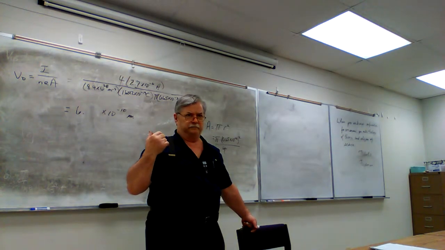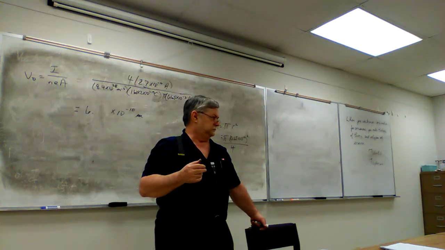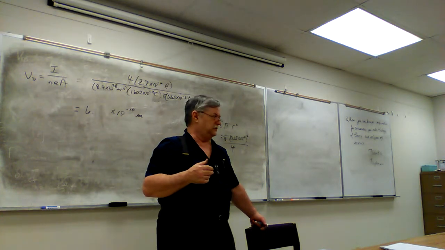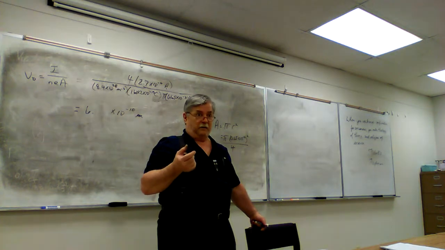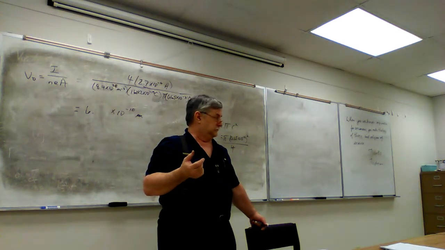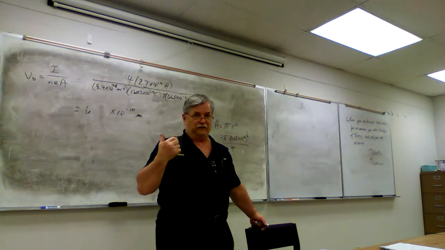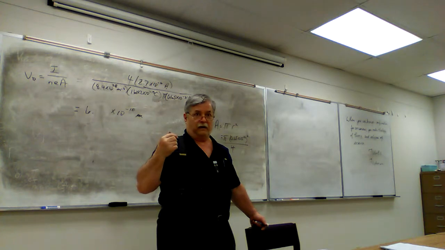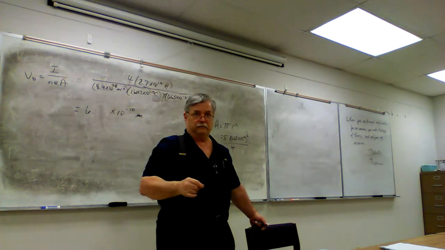How many of you are familiar with atomic scales? 10 to the minus 10 meters is roughly the diameter of an atom. That means the mean drift velocity of the electrons in that wire is roughly the distance of 1 atom per second.